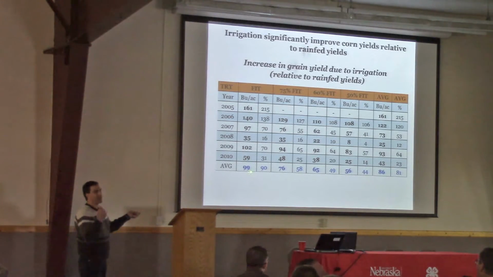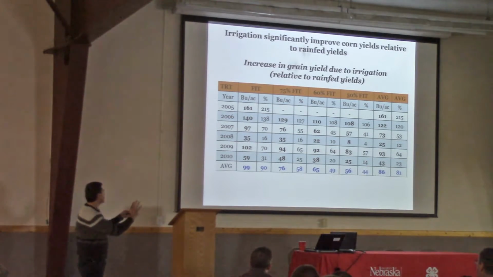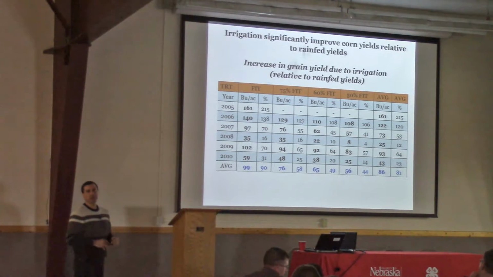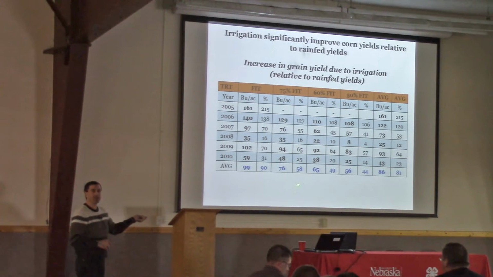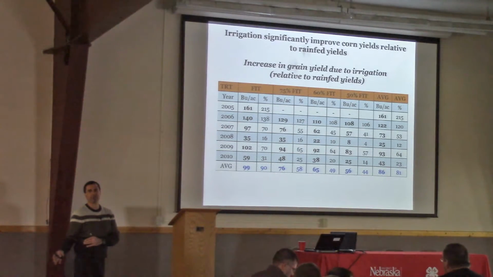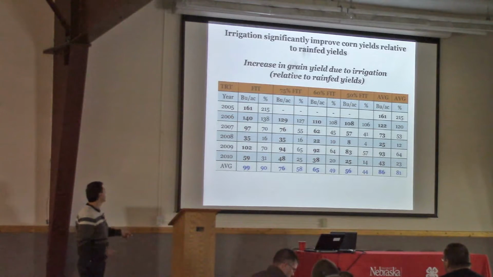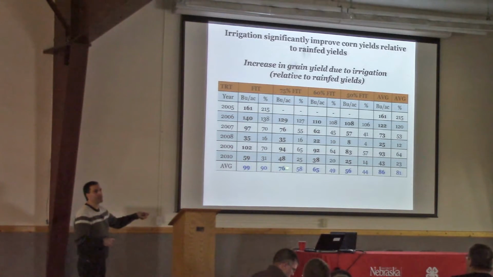So on average, and I don't want to spend too much time, but let me talk about averages at least. On average, in the south central part of the state, you could increase the yield by 99 or 100 bushel per acre if you practice good or excellent irrigation management. That's the bottom line. Percentage-wise, a 90% yield increase.